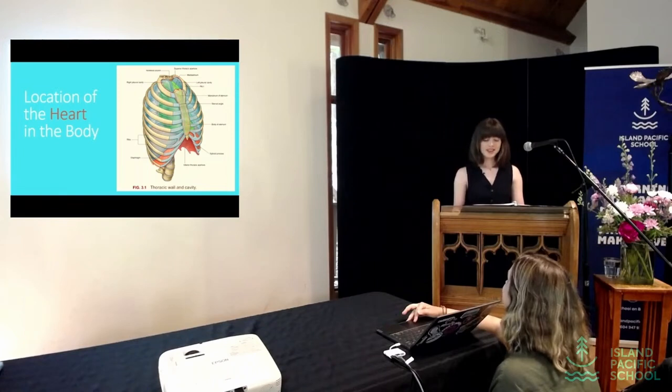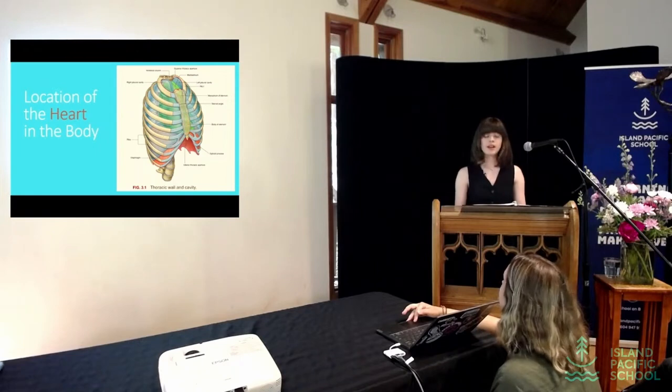The heart is located in the thorax. Inside the thorax, the thoracic cavity is made up of two pleural cavities and the mediastinum. The pleural cavities surround the lungs, while the mediastinum contains the heart, esophagus, trachea, and major systemic blood vessels and nerves.